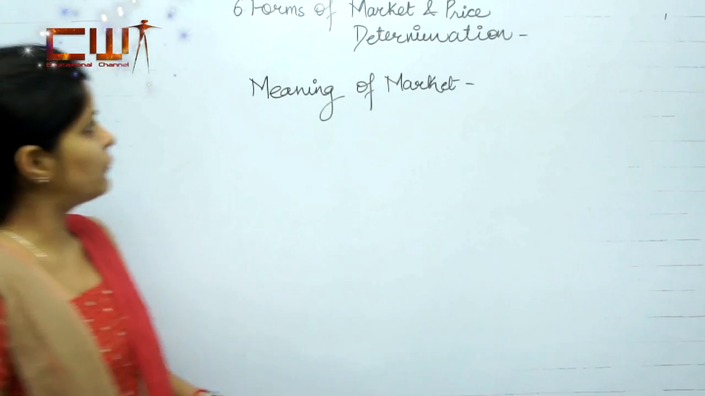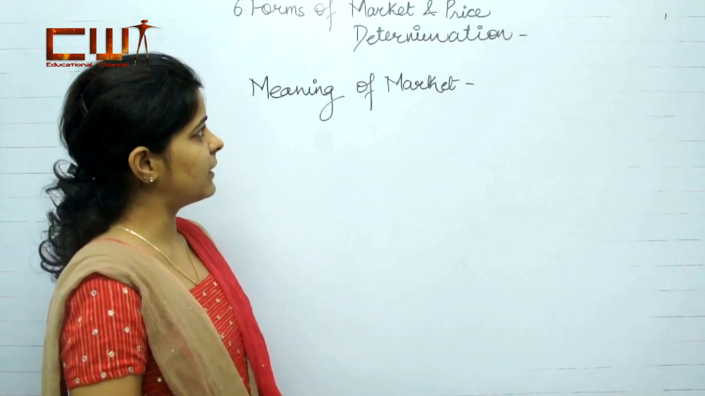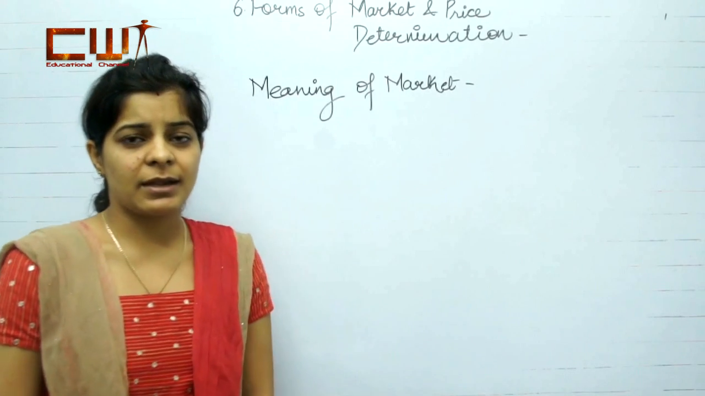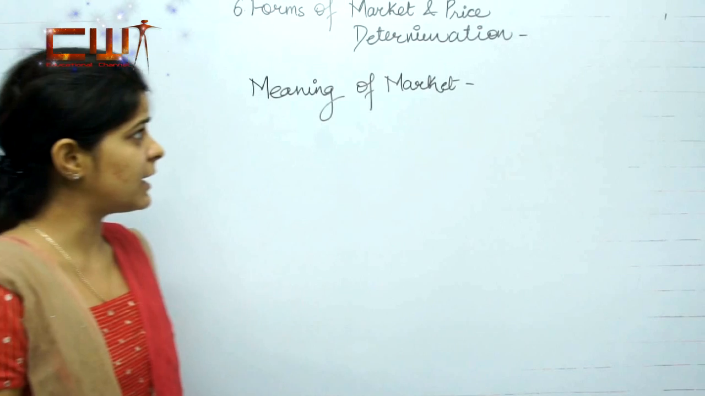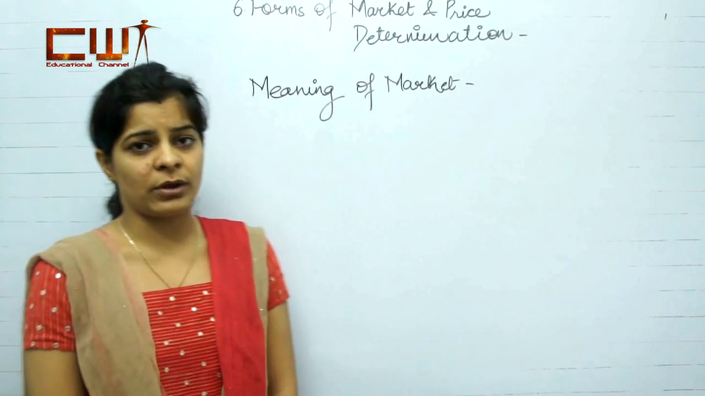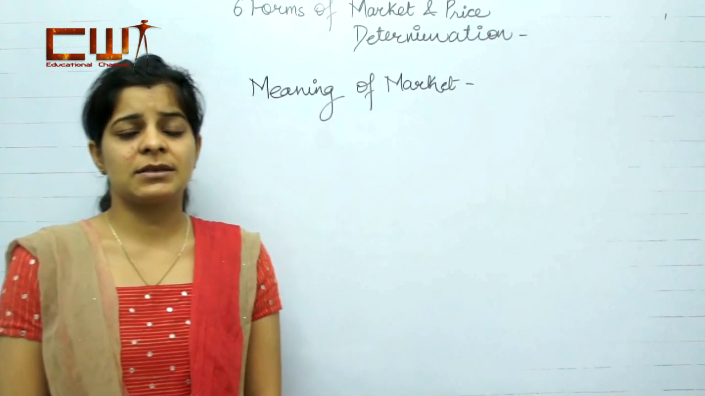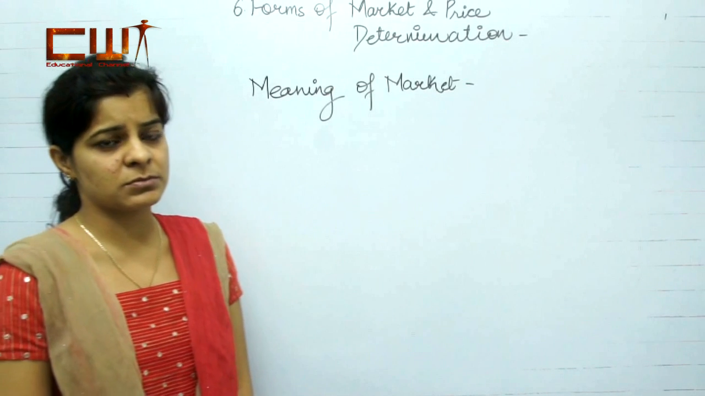Today we will start off with chapter 6, forms of market and price determination. Under this chapter we will study what are the different types of markets that exist in the economy, what type of markets, and what type of people are dealing in those markets.